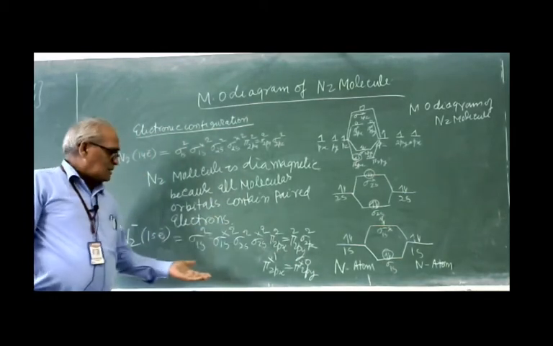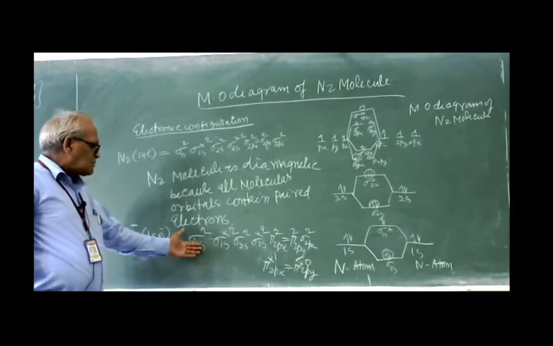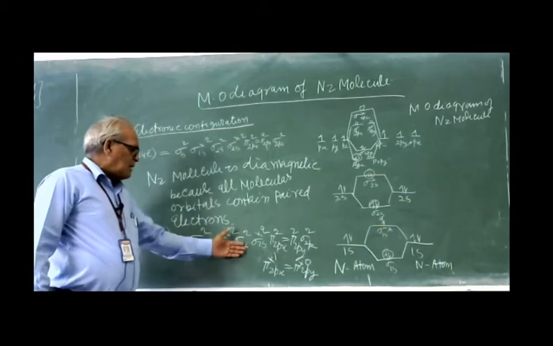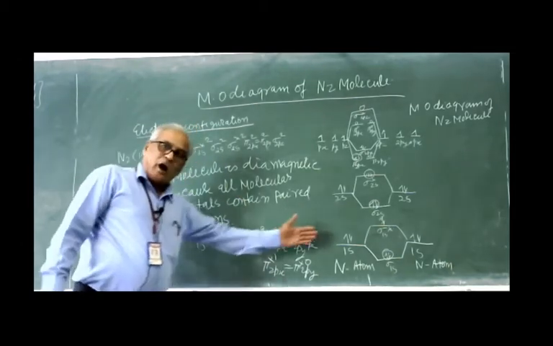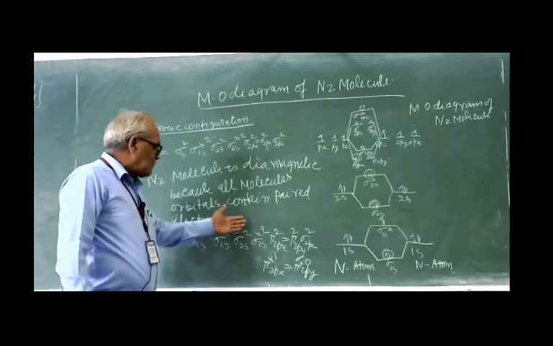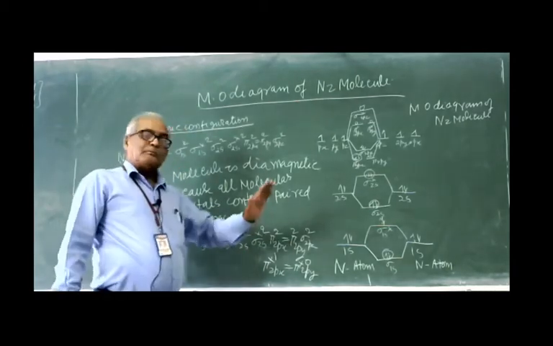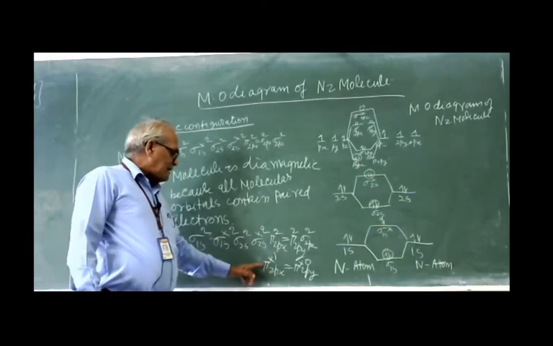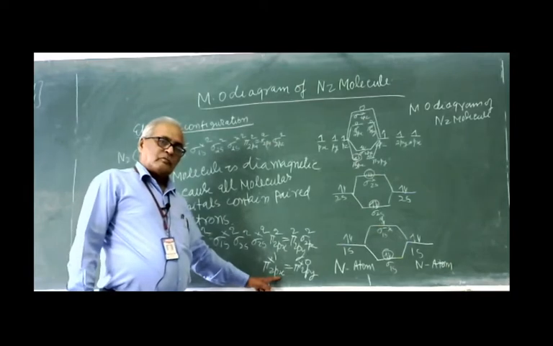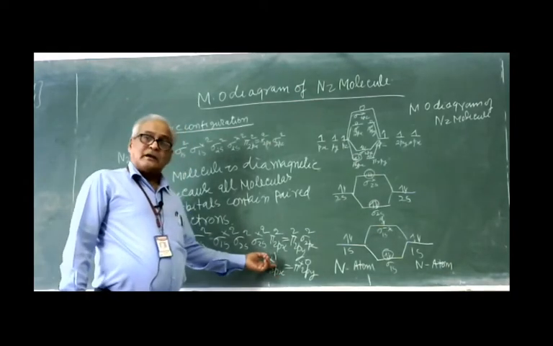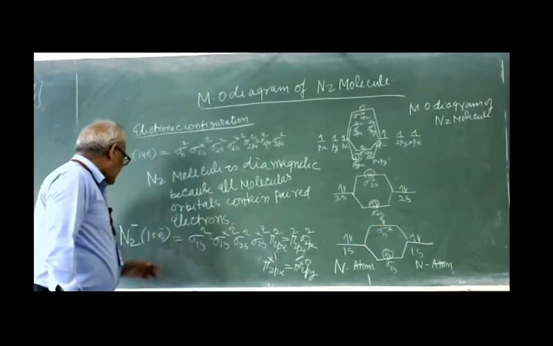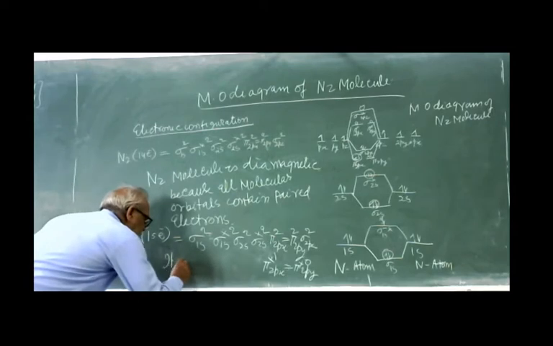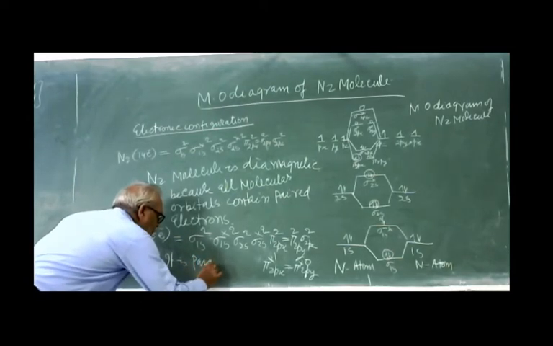So you see here, this molecular orbital is filled, this is filled. All molecular orbitals, either bonding or anti-bonding, contain paired electrons. But here, there is one electron in pi star 2px, and this is unpaired. In this way, we can say N2 minus is paramagnetic.